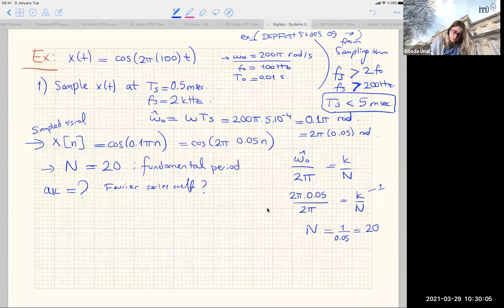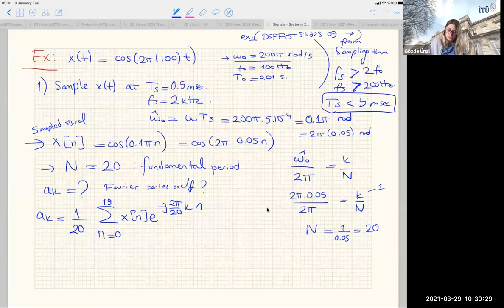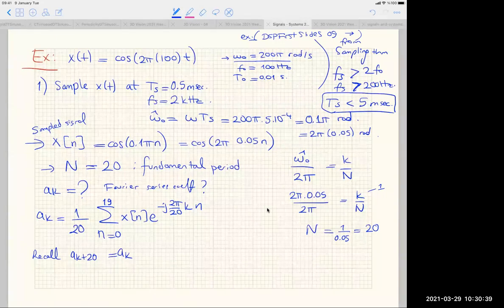a k equals 1 over N, which is 20, times the sum over n of x of n, e to the minus j 2 pi over N k n. I'm summing over the time variable here because k is still my variable. Recall also that I know a k plus 20 is equal to a k. This is also something we know.